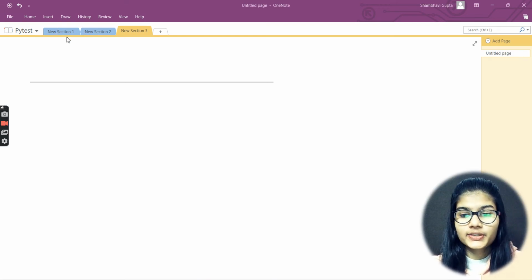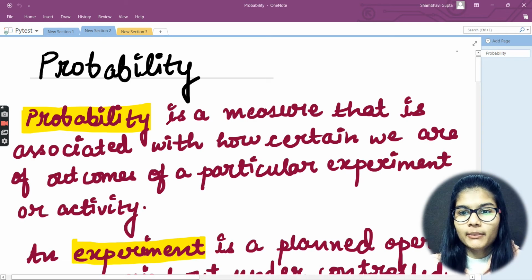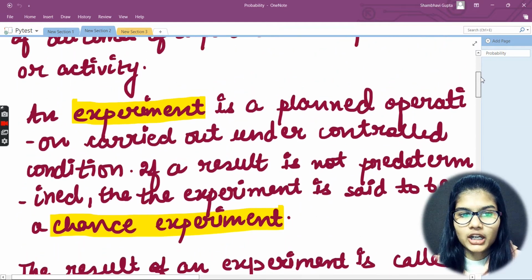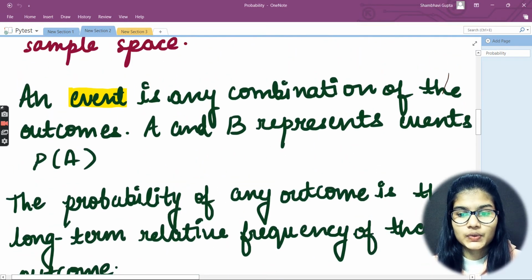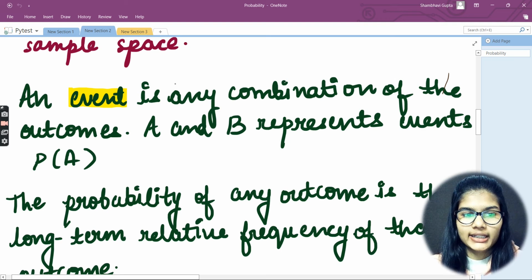In the previous video, we discussed different terminologies and some rules. Right now, I'll be taking you through the different types of events. But before that, let me quickly let you know what an event actually is, because we did cover this in our previous videos. But let me give you a quick idea.